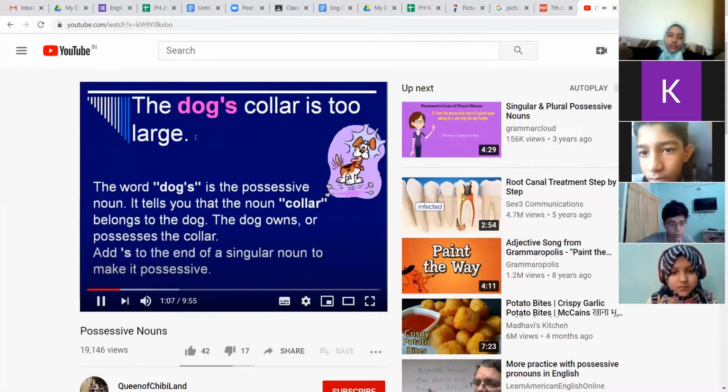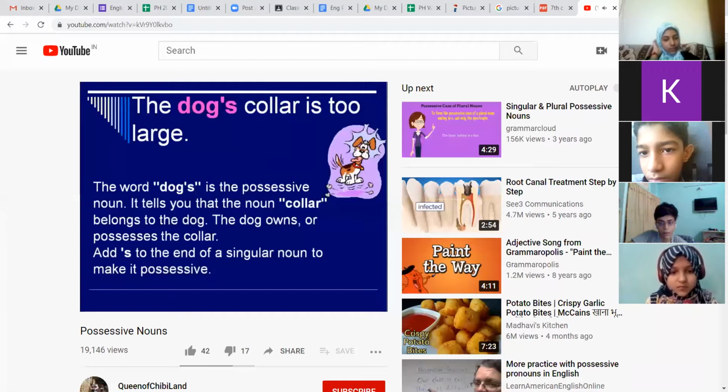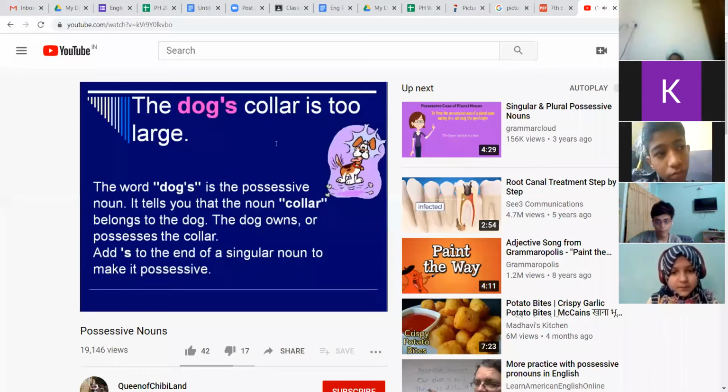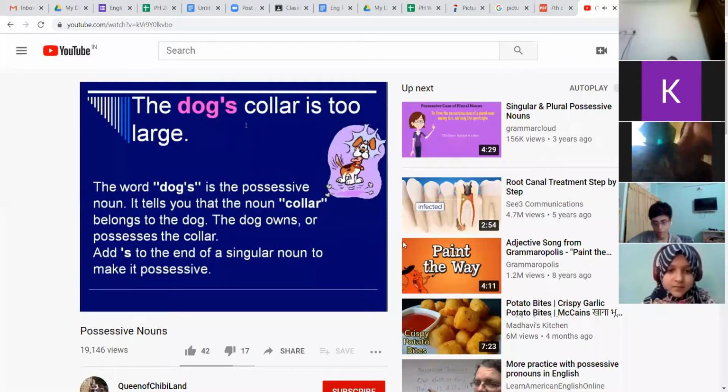The only thing you need to write down for your example is this top part here. Please make sure to change the color as you see up here in your notes as well. So our first example, the dog's collar is too large. The word dog's is the possessive noun. It tells you that the noun collar belongs to the dog. The dog owns or possesses the collar. So to show that the collar belongs to the dog, we add an apostrophe s to the end of the singular noun to make it possessive. So we would call dog's the possessive noun because the collar belongs to the dog.